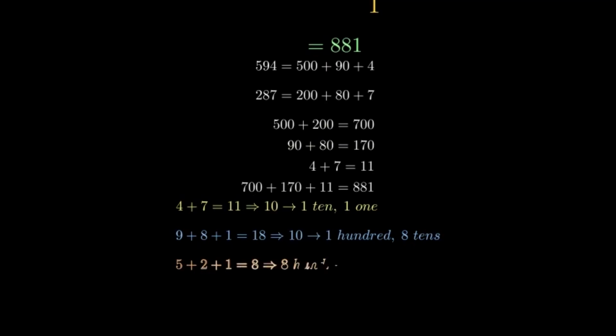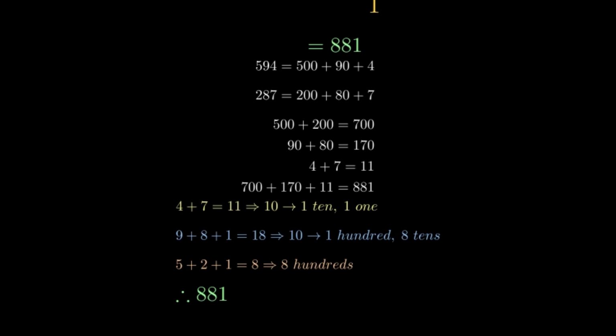Method 3. Base 10 blocks for 594 and 287. Combine ones. 4 plus 7 equals 11 ones. Take 10 of those ones to make a 10 rod and leave 1 one. Combine tens. 9 tens plus 8 tens plus that carried 1 ten equals 18 tens. Take 10 tens to make a 100 block and leave 8 tens. Combine hundreds. 5 plus 2 plus 1 from tens equals 8 hundreds.